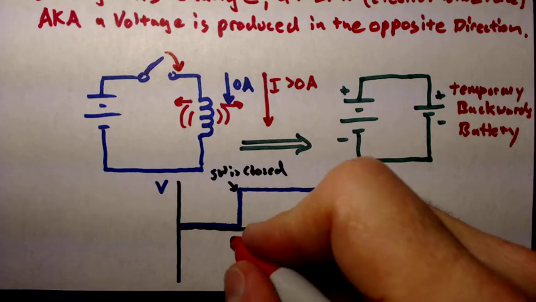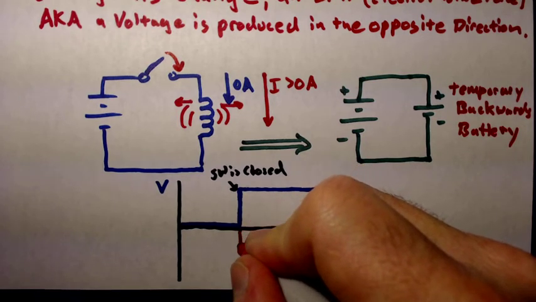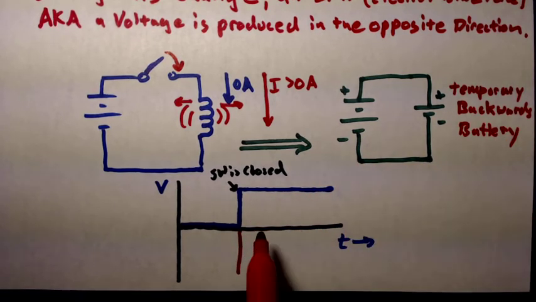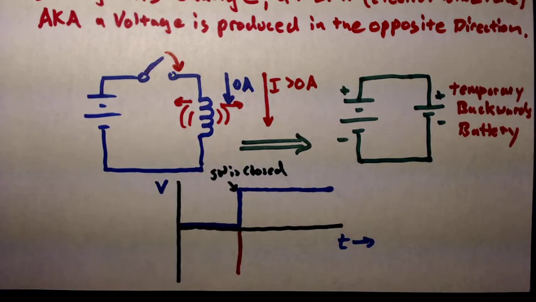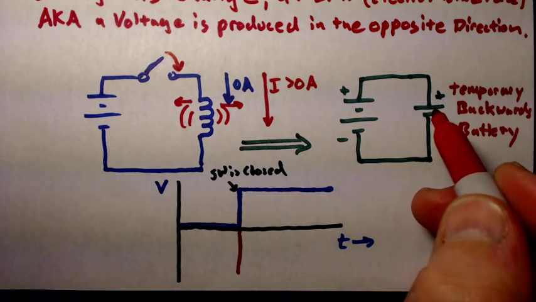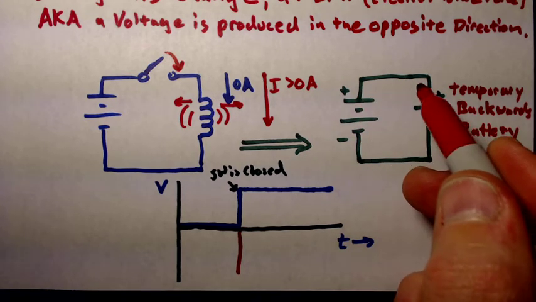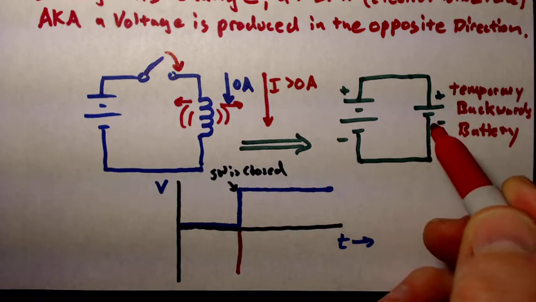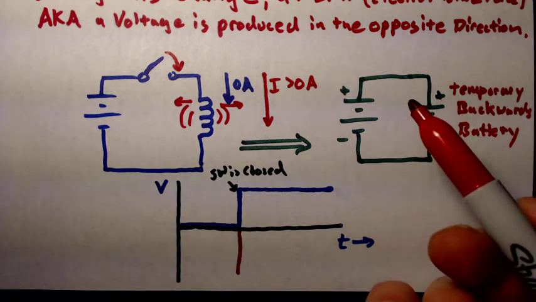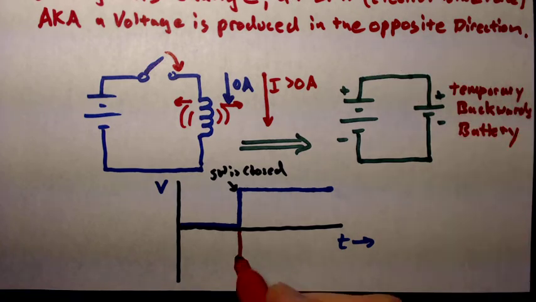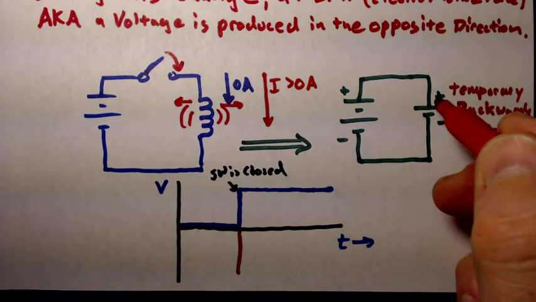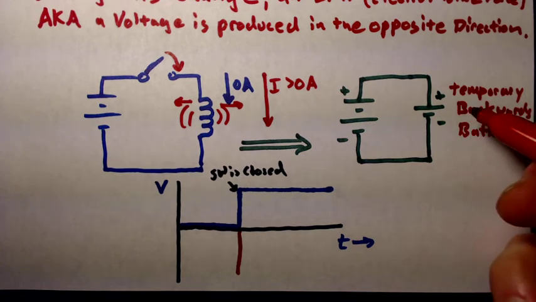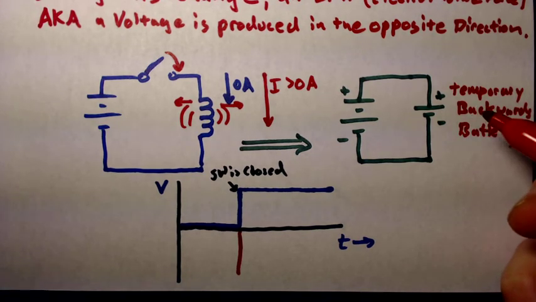Temporary backwards battery. This temporary backwards battery is opposite of our voltage that created the initial change, right? Look at the direction over here. We're trying to push current in this direction, but the voltage created in the inductor is pushing in the opposite direction. So I've shown that by having this line go downwards. But remember that this temporary backwards battery is only formed when I is increasing.